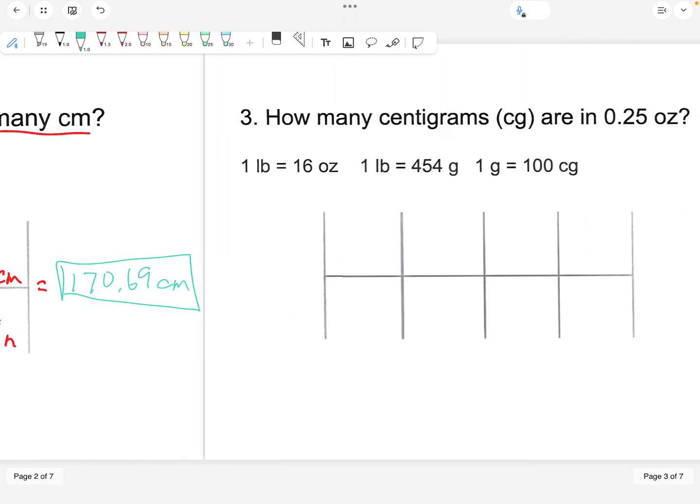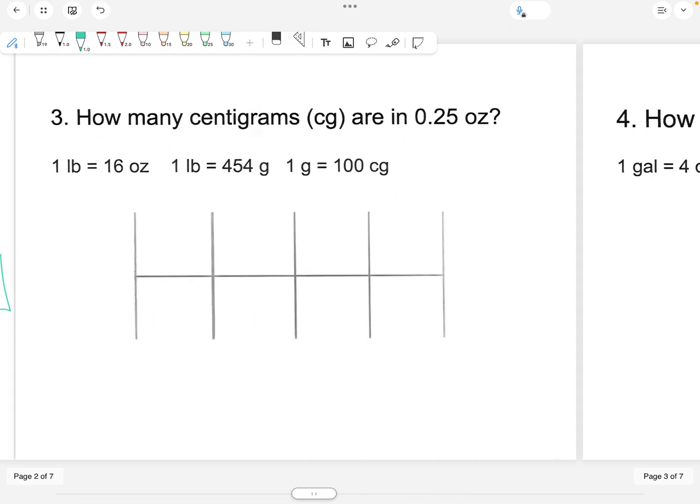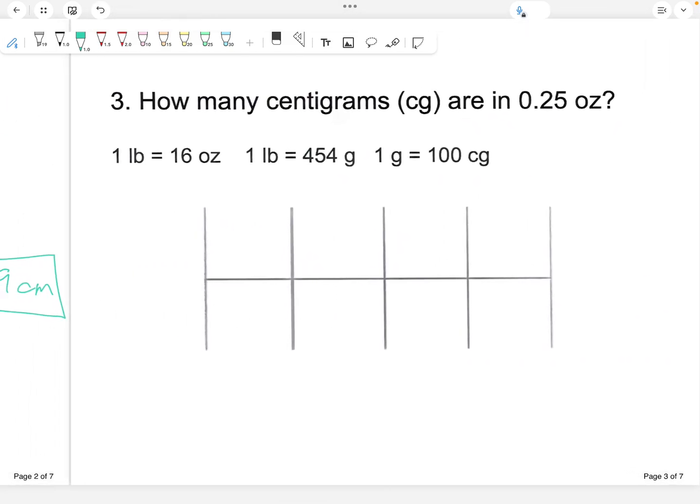All right, number 3. How many centigrams are there in 0.25 ounces? All right, that's what we're given. That goes right here, write down our units. And we have ounces here, OZ, put ounces down here. The conversion factor that has that unit in there is this one. 16 ounces will go down here, and the 1 pound will be on top.